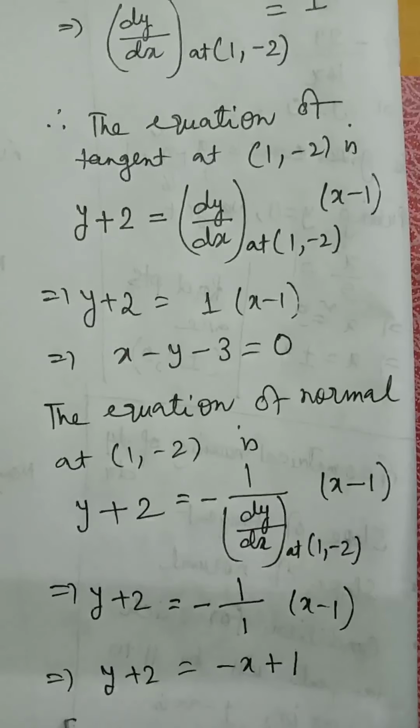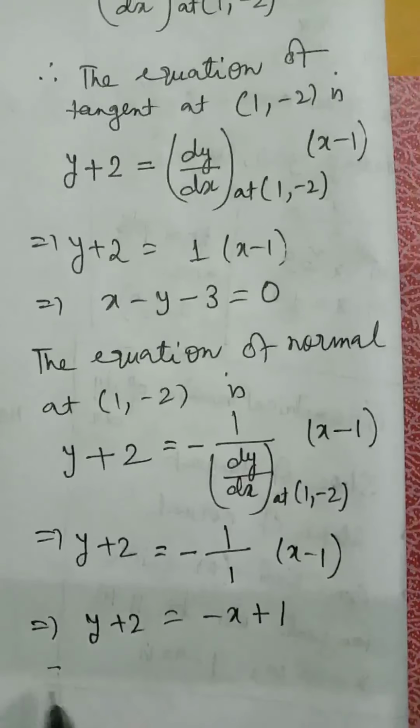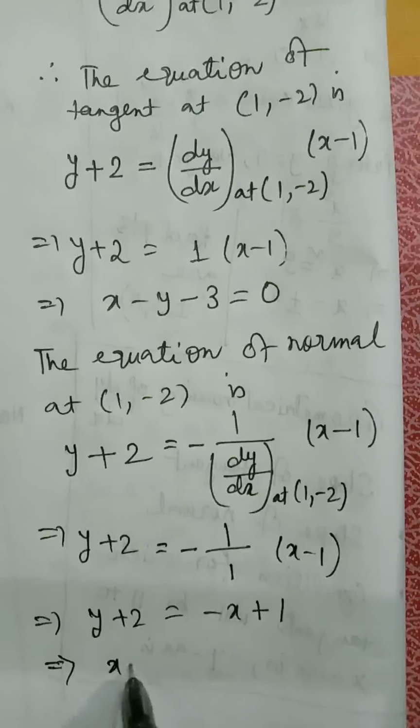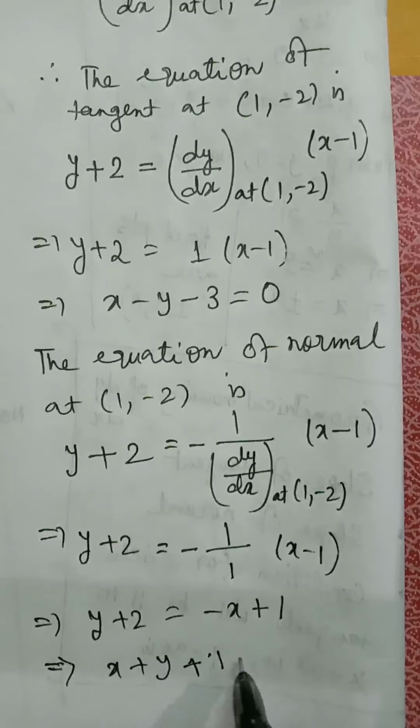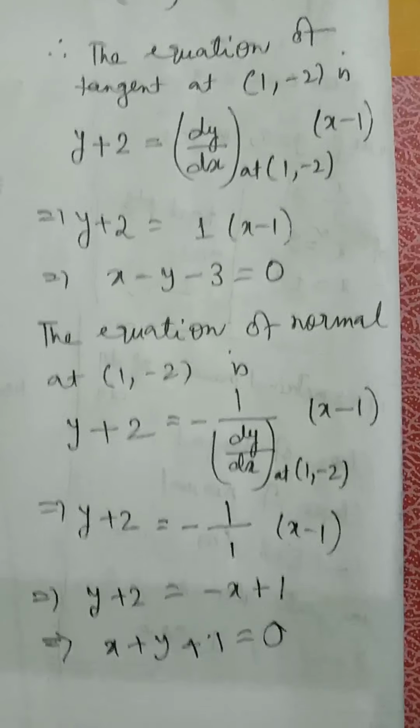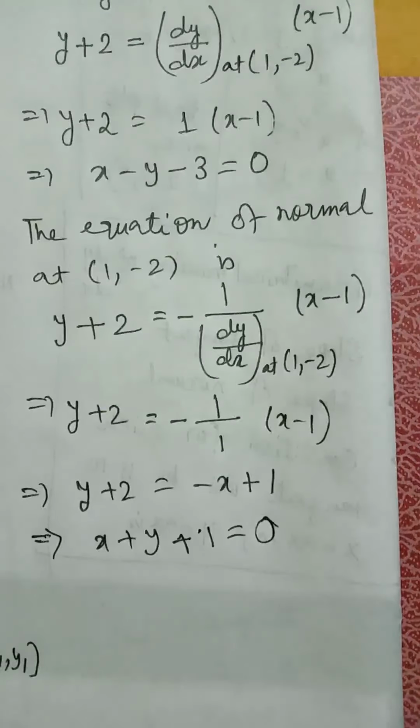So it will be x plus y plus 1 equal to 0. So this is the equation of normal.